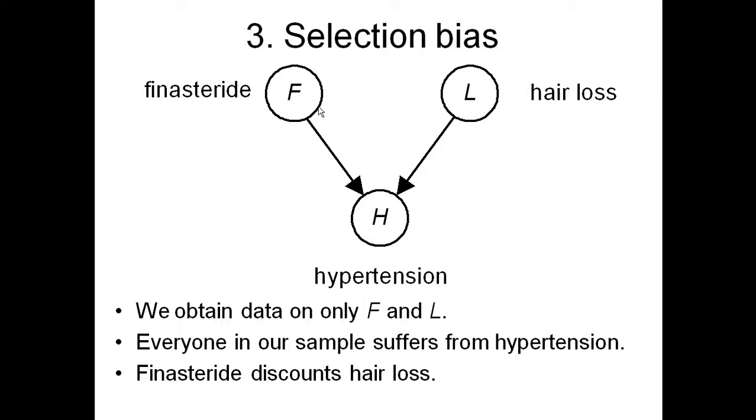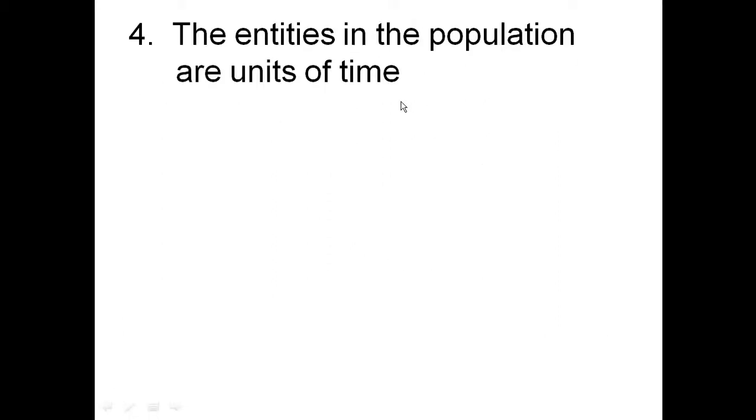Now, I made up this example. Merck is the company that markets finasteride for hair loss, and they did not do a convenience sample. They did a very large-scale sample, and I think it's 6,000 people or so, and they did find that finasteride does, in fact, reduce hair loss. So this is simply for the sake of illustration. All right, as I notice here, these two are not independent in our observed distribution.